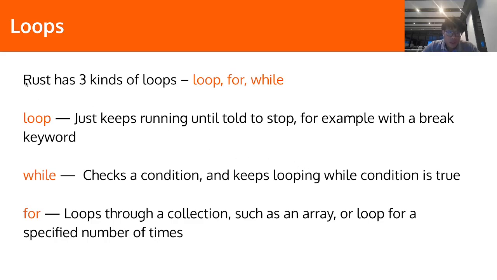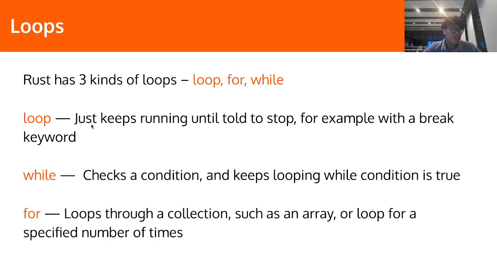The last thing that we're going to go through today is the loop constructs that are available in Rust. Rust has 3 kinds of loops. We have loop, for, and while. The loop itself is just, as the name implies, a loop. It does not check any condition. It just keeps running until told to stop. What do I mean when I say told to stop? For example, when we use the break keyword to break out of the loop, or when we have a return statement that returns out of the function.